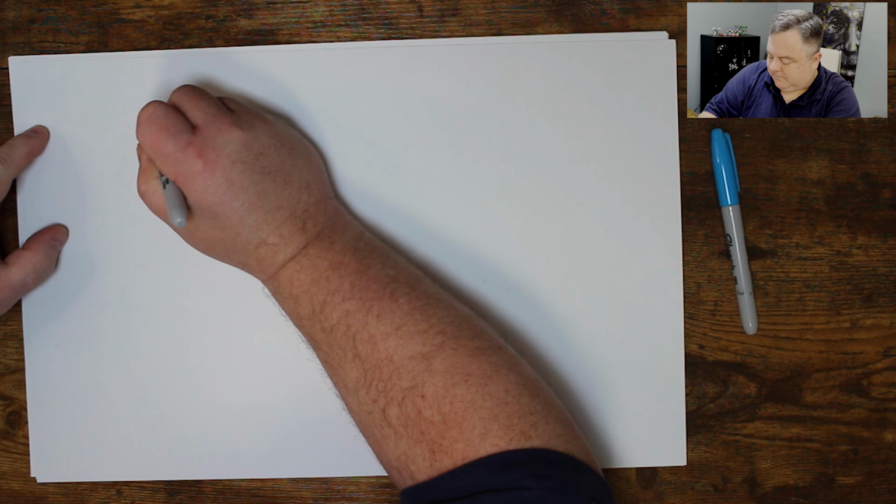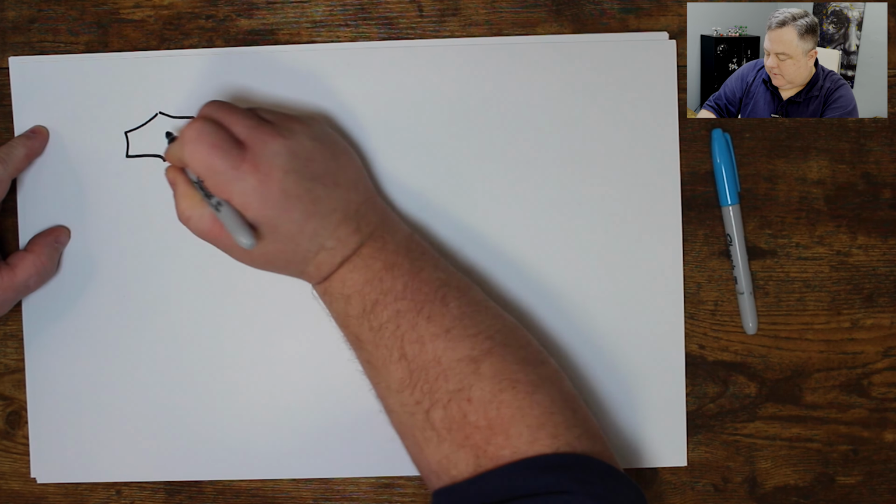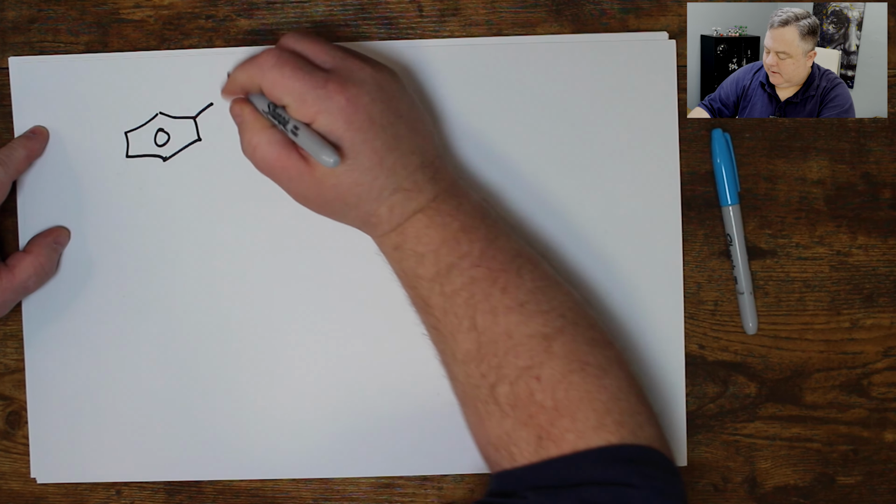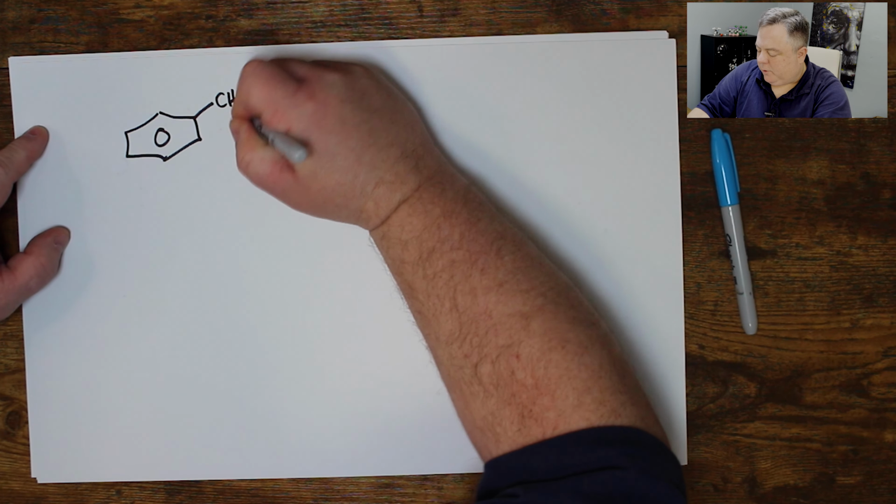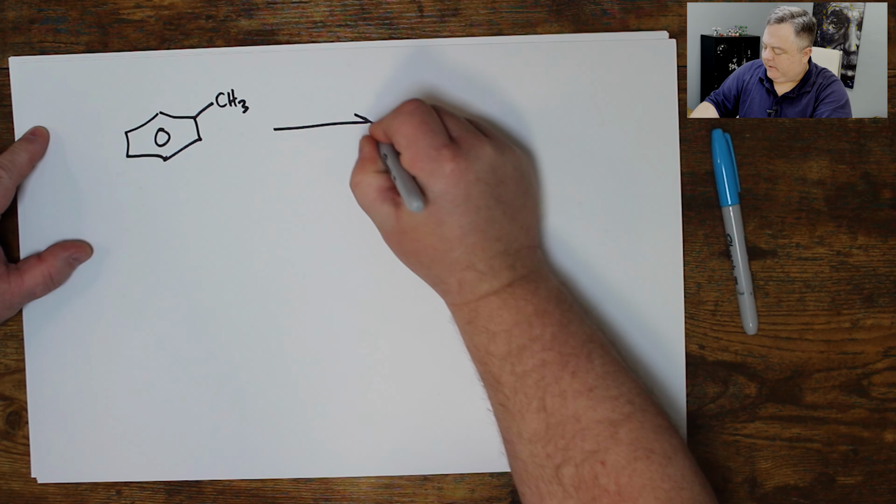In this video, I'm going to show you a reaction that puts a carboxylic acid on a benzene ring. Let's jump right in. This is benzene, and this is an alkyl group on a benzene ring.